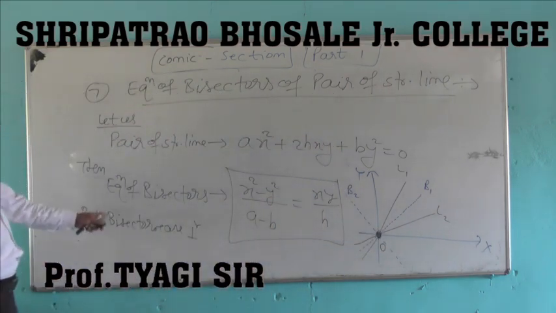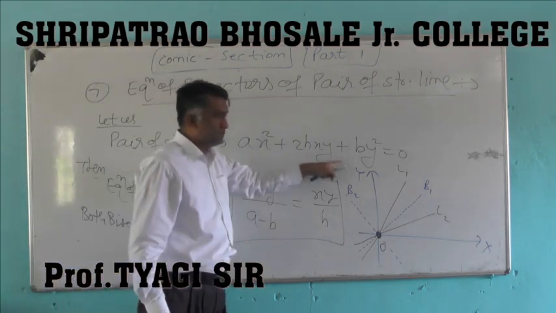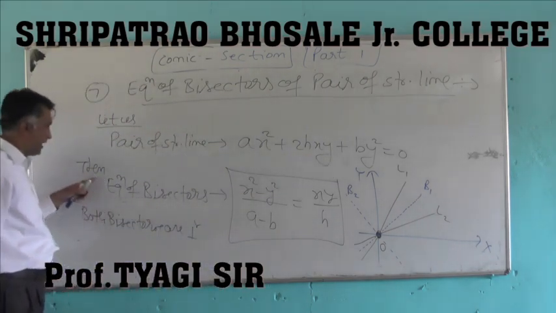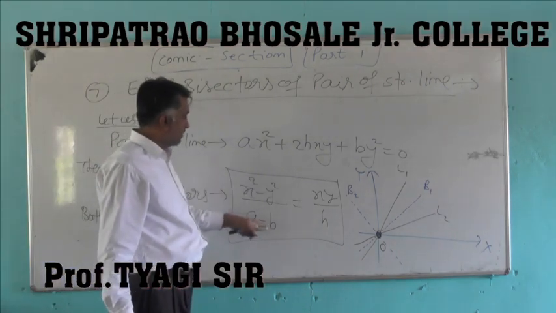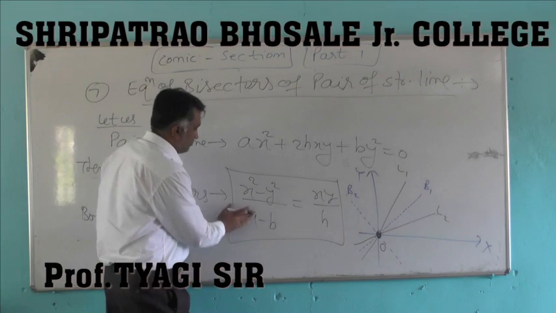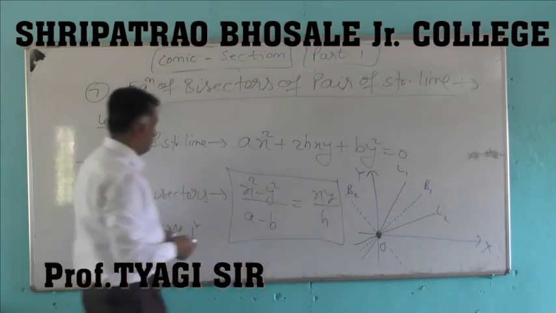Now we can understand if we have a pair of straight lines like these, then the equation of bisector will be x square minus y square upon a minus b equal to xy upon h.